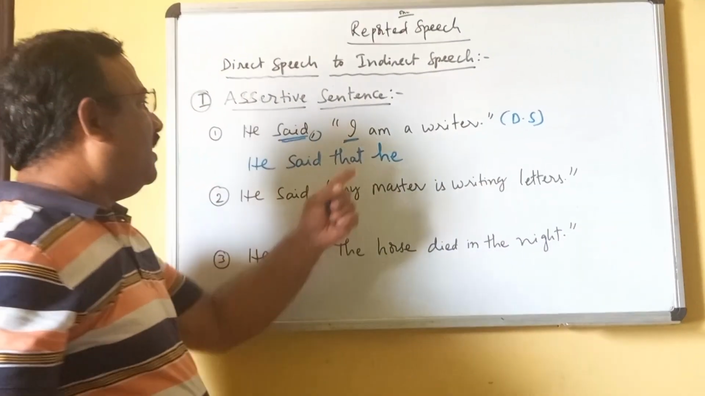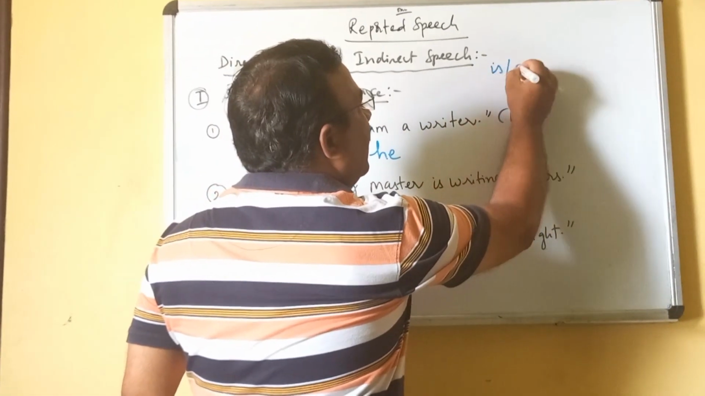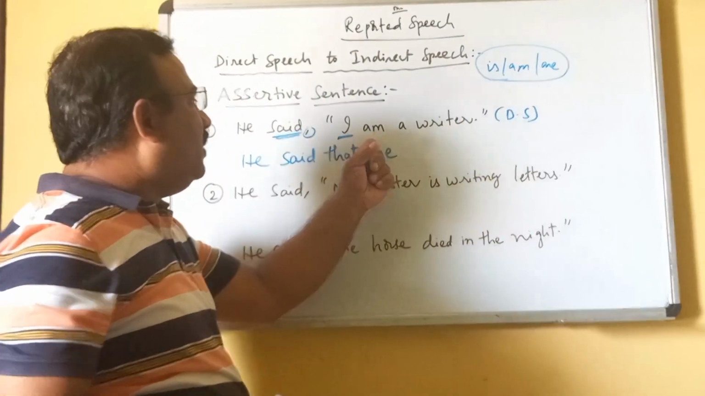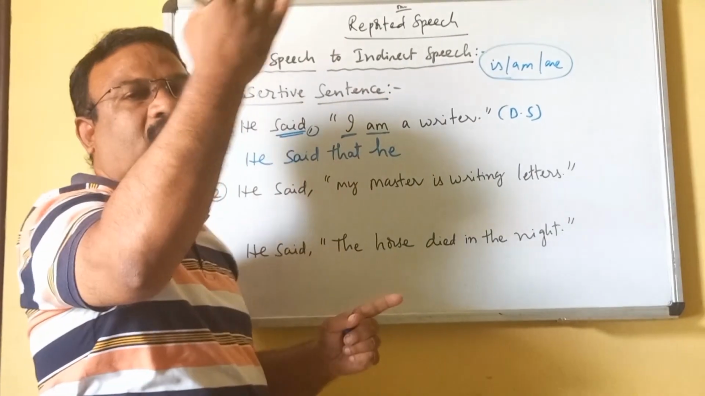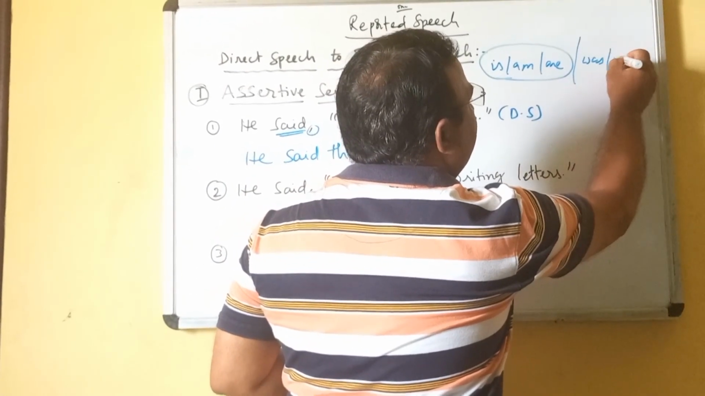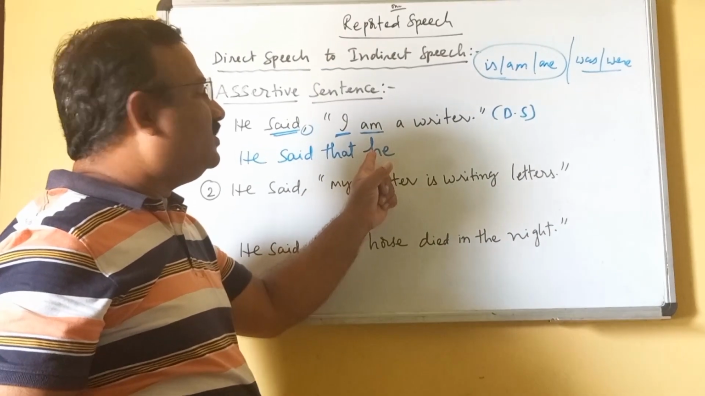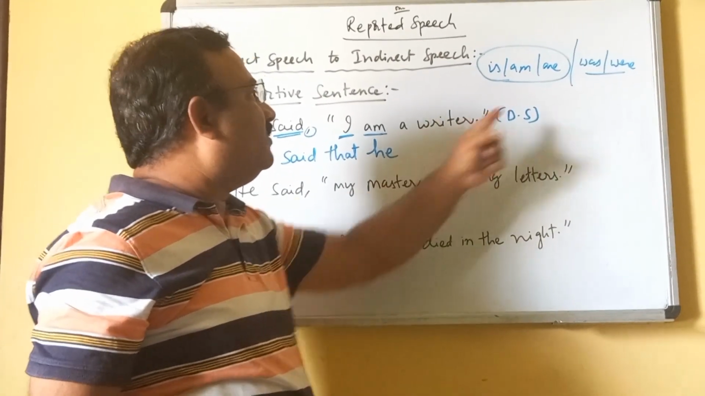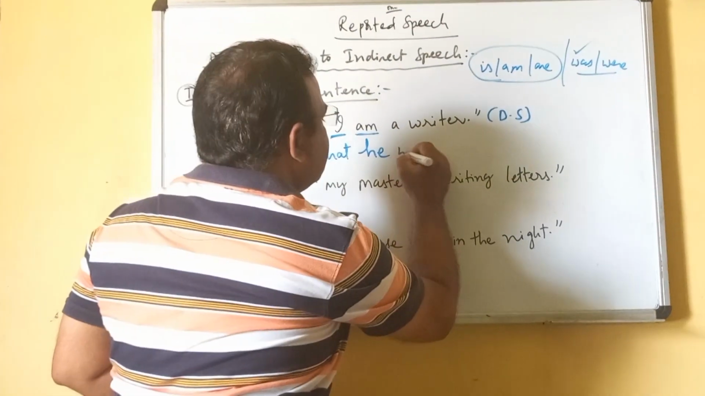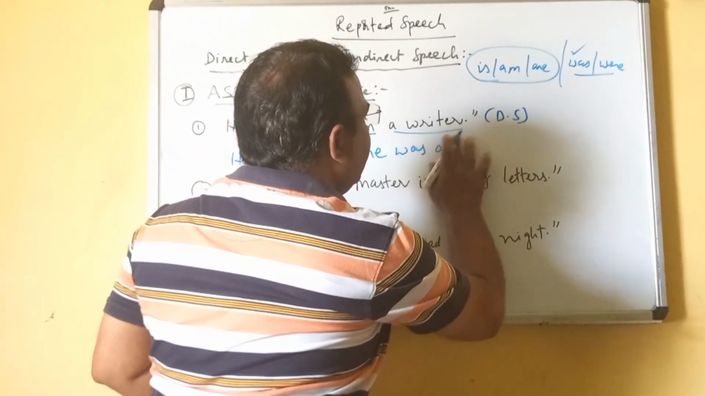Am is present tense. Is, am, are are present tense. Now we have to change into past tense, was or were. He is third person singular, so was is suitable. He was a writer.